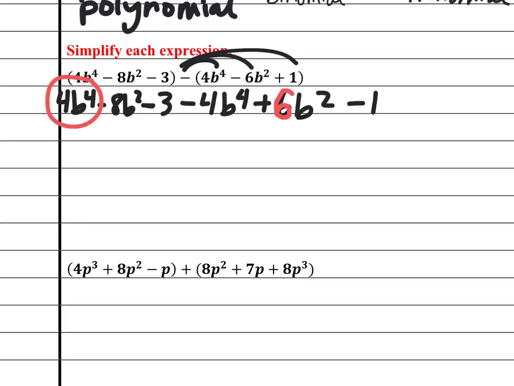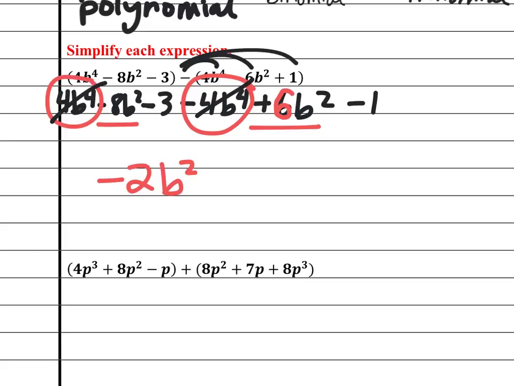Okay, we got 4b to the 4th and negative b to the 4th. So how many b to the 4th do I have? 0. So let's not write anything, but I could cross them out to show, hey, you already did those. How about b squareds? Negative b squared and positive 6b squared. What do I get, Nancy? And then we got negative 3, negative 1. So I get what, guys? Bingo.